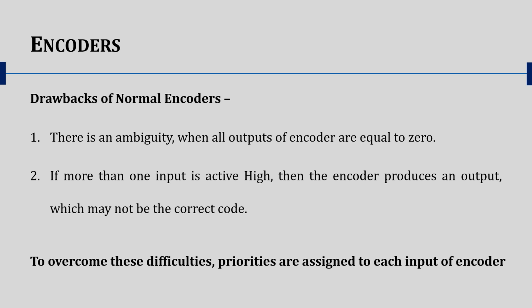If you are using normal encoders, then there occurs an ambiguity when all outputs of an encoder are equal to 0. If all the outputs are equal to 0, then there occurs a confusion, an ambiguity, right? So it is one of the drawbacks of this normal encoder. Then, if more than one input combination is active high, the encoder produces an output which may not be the correct code. So to overcome these difficulties of normal encoders, priorities are assigned to each input of the encoder. We are going to assign priorities to the inputs of the encoder.